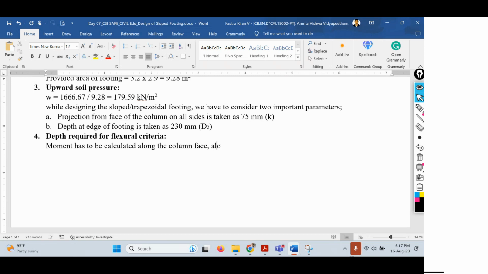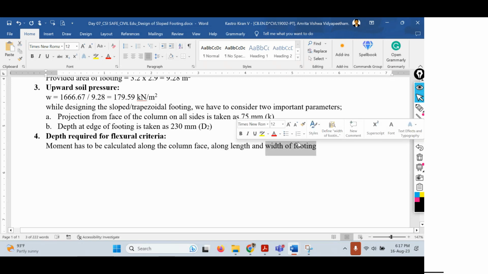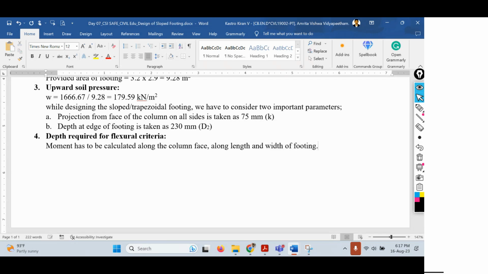Along the length and width of the footing. So we have to find out the moment along the length of the footing and along the width of the footing. That we have seen as ML and MB, right? We have done the same calculation while designing the rectangular footing as well. So first let us calculate the moment along the length of the footing.